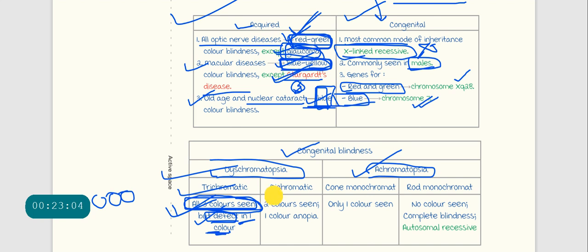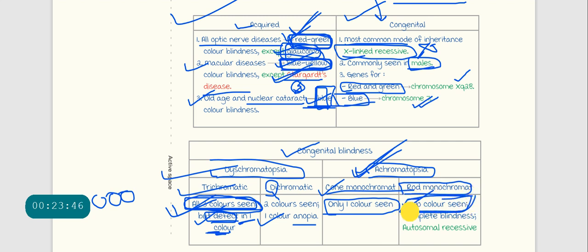Then comes achromatopsia. In achromatopsia, cone monochromat, only one color is seen and the rest are not seen. Rod monochromat, there are no colors seen. So the patient would complain of pure color blindness, with complete blindness, and this is an autosomal recessive disorder.